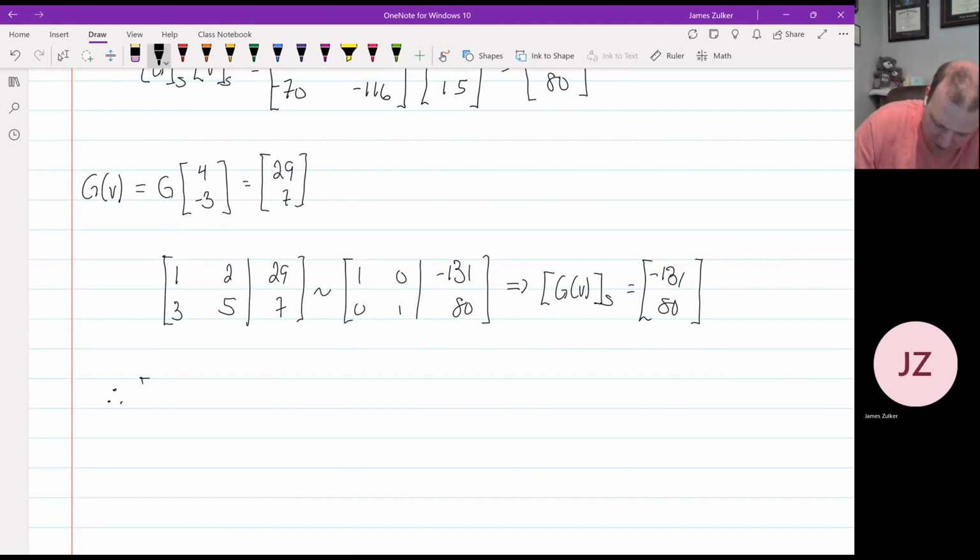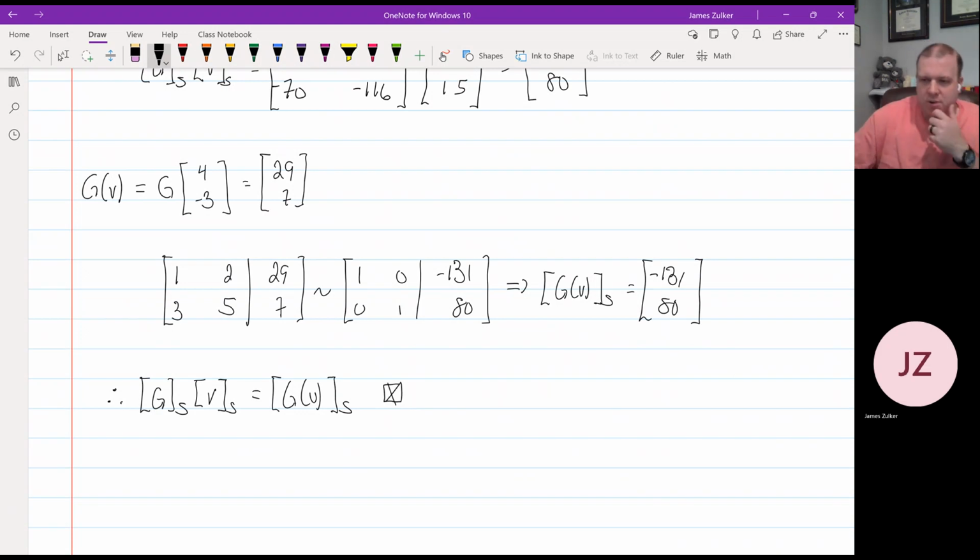Therefore, the matrix representation of G with respect to S times the coordinate vector of V with respect to S is equal to the coordinate vector of G of V with respect to S. And that is what we wanted to verify.